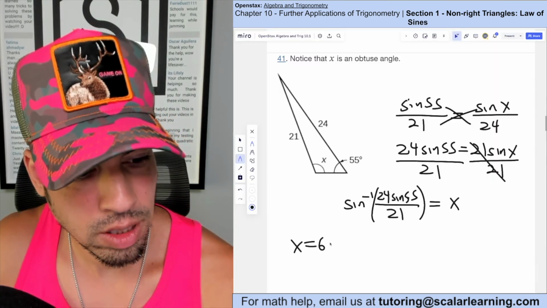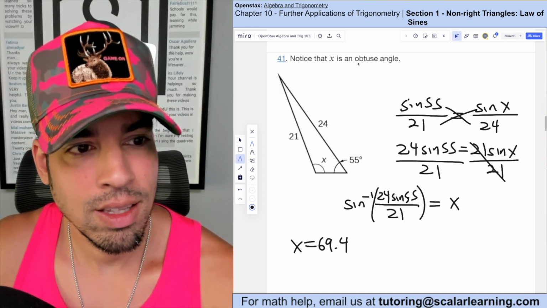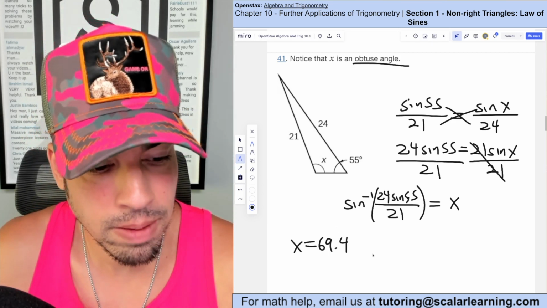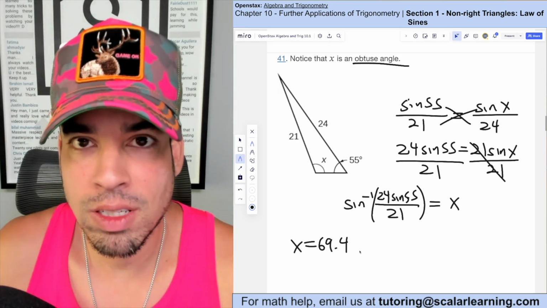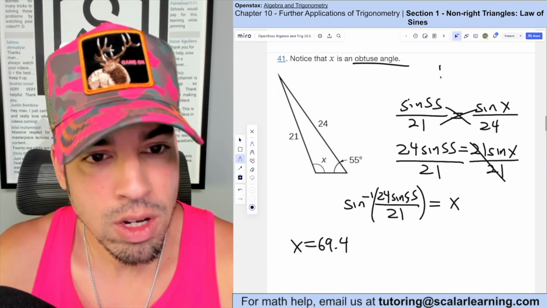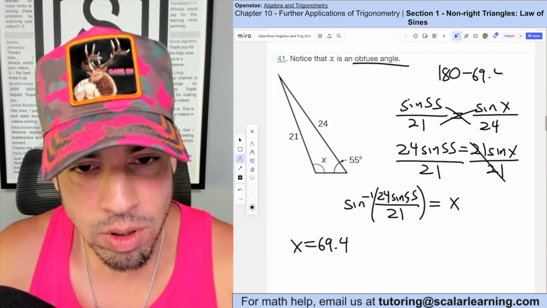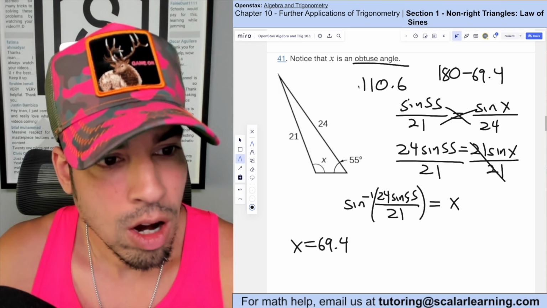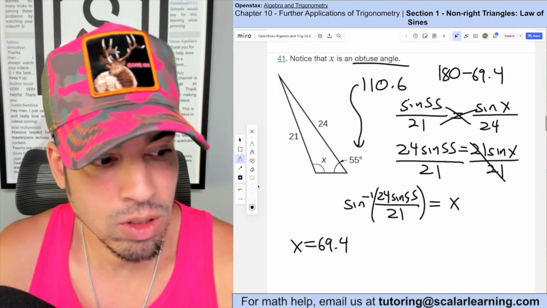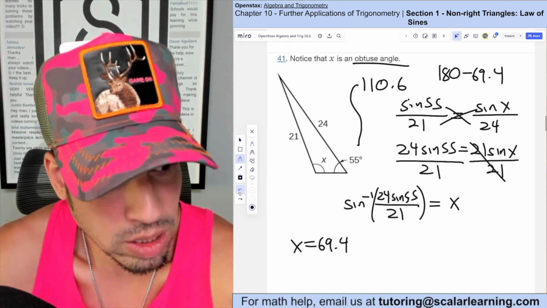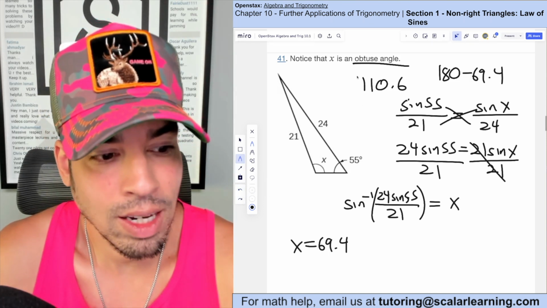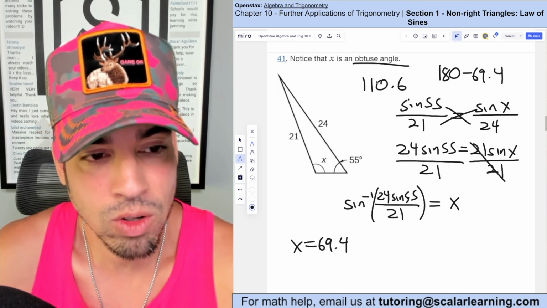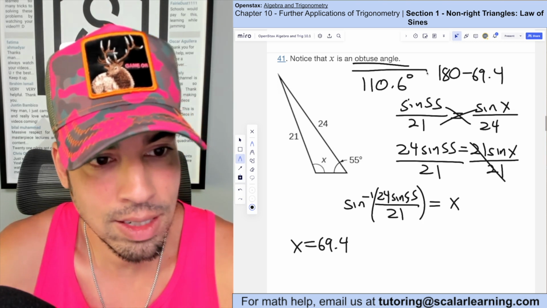So x equals 69.4. But here's the issue. It says that x is an obtuse angle. 69.4 is not obtuse because obtuse is between 90 and 180. So this is not an obtuse angle. So perhaps this is a two triangle situation. So let's run it through our test. So let's do 180 minus 69.4, and that is 110.6. So now we go back to that same question. 110.6 plus 55, that original given angle, is that less than 180? It is. It's 165.6. So that means there is a second triangle, and that means the second value for x is 110.6. But since it wants an obtuse value for angle x, 110.6 degrees is the answer.